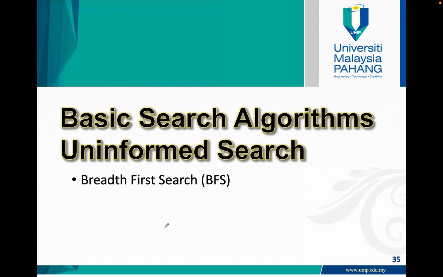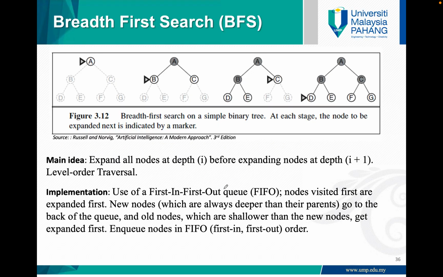Okay, let's take a look at the basic search algorithm in the uninformed search. The breadth first search. The short form, the acronym for this algorithm is BFS. So breadth first search, how do you do that? You go from one node to another node. Breadth first search is basically a simple binary tree traversal.